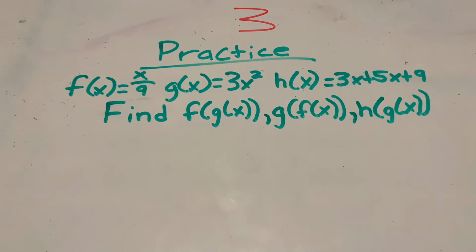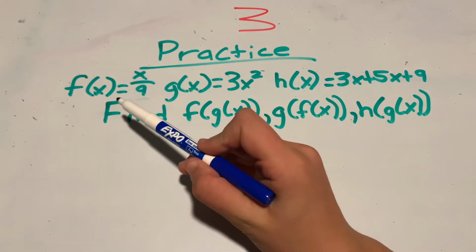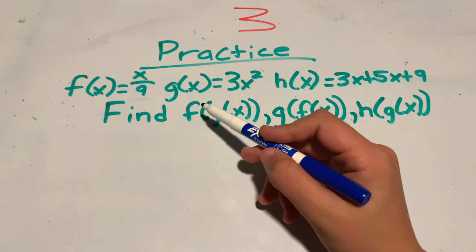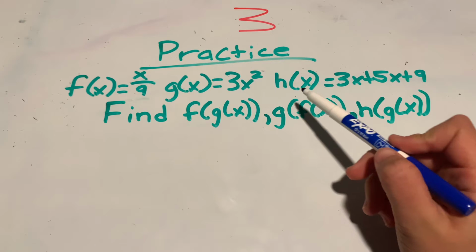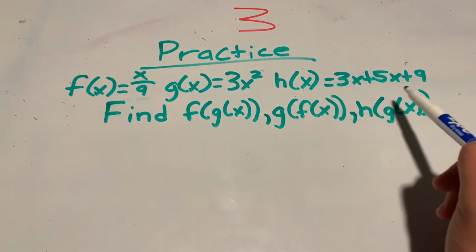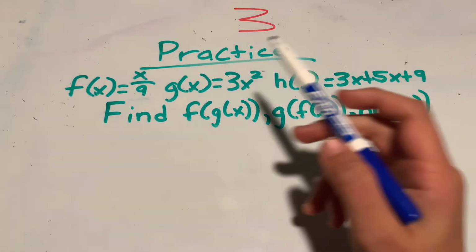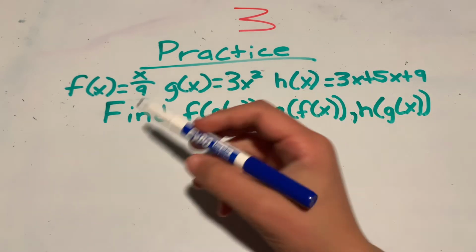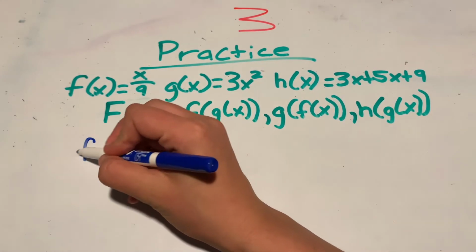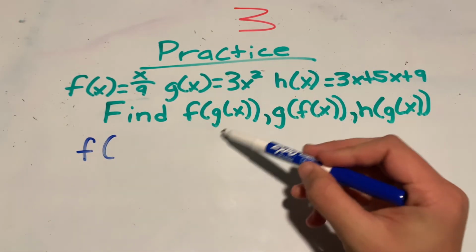Let's go ahead and get started with some practice for evaluating functions with other functions. So we have f of x equals x divided by 9, g of x equals 3x squared, and h of x equals 3x plus 5x plus 9. So let's do f of g of x. So f of g of x.